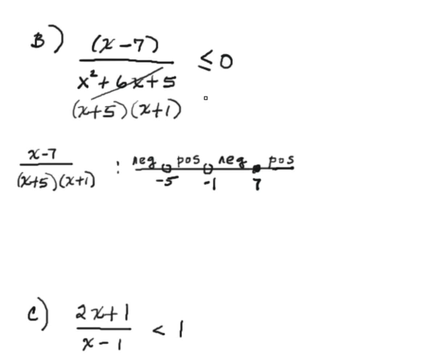Now we want to know where this is less than or equal to 0. That's negative and 0. So let me just shade in the negative portions of the number line. And what about the equal 0 part? Well, only at 7 is this expression equal to 0, when x equals 7. Not at minus 5 or at minus 1. That's where the denominator is 0.